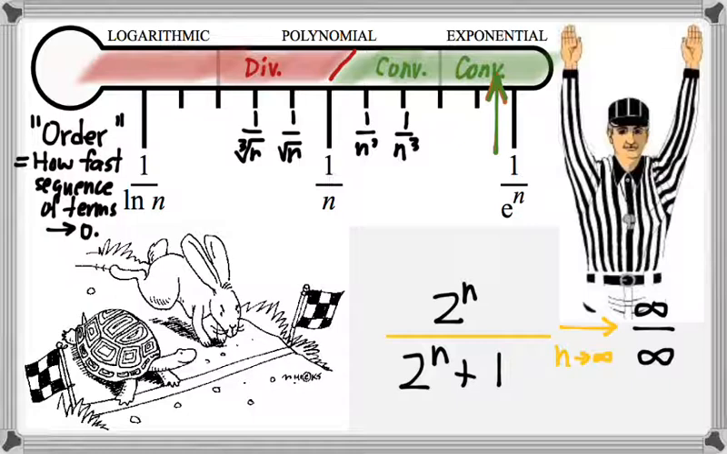So now he comes in with his little whistle or whatever. That's a terrible looking whistle. Whatever, he's holding a whistle in his hand. And he comes in and tells you to take the derivative of the numerator and the derivative of the denominator.